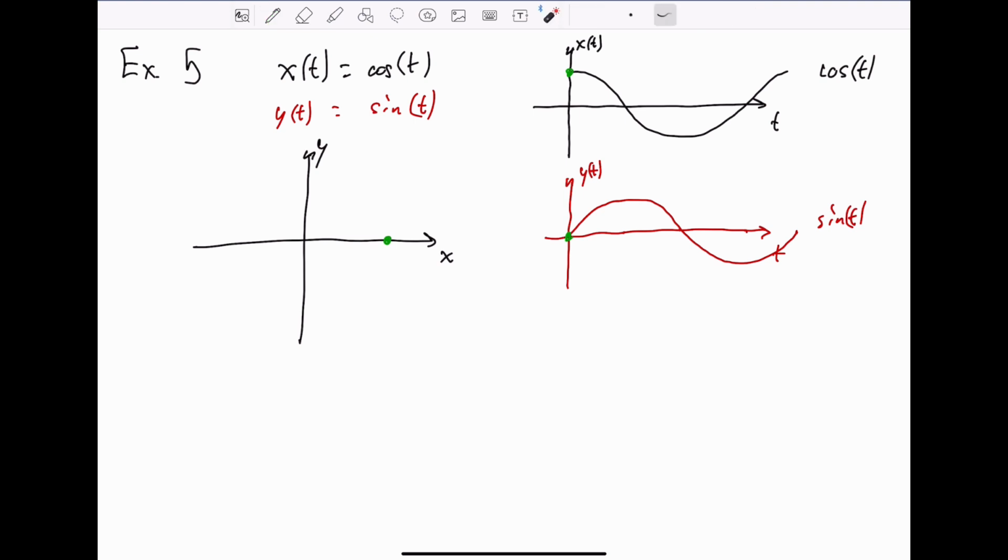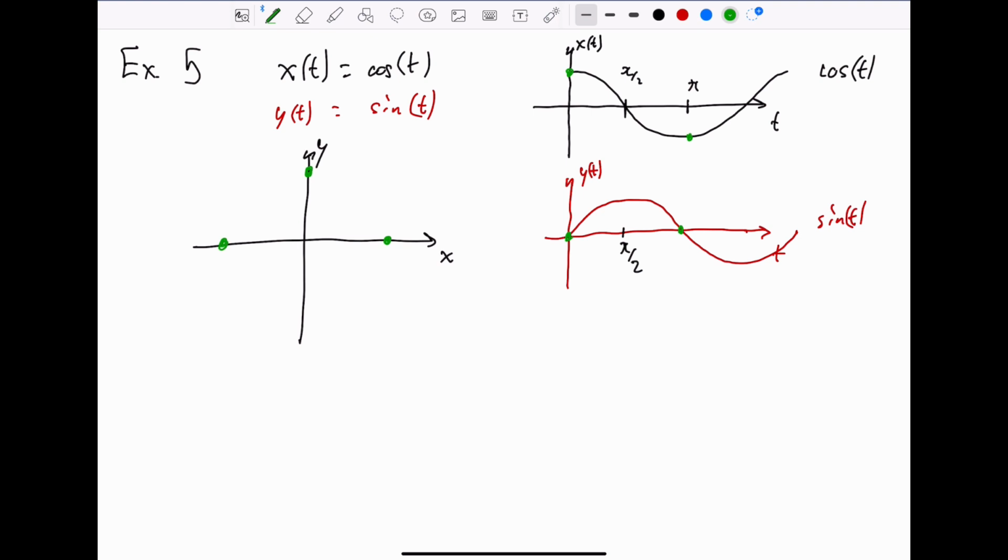And then let's choose a couple more values. At this value right here, this is t equals pi over 2, and the corresponding t value here on the y function. So when t equals pi over 2, the x value is 0 and the y value is positive 1. So we have 0 comma positive 1. That's right here. And then similarly, when t is pi, the x value is negative 1 and the y value is 0. So we plot the point negative 1, 0.